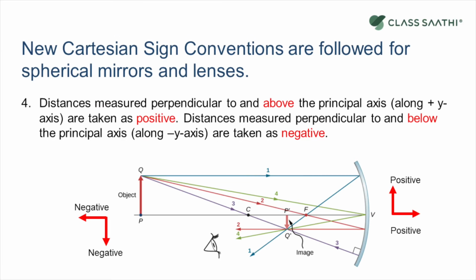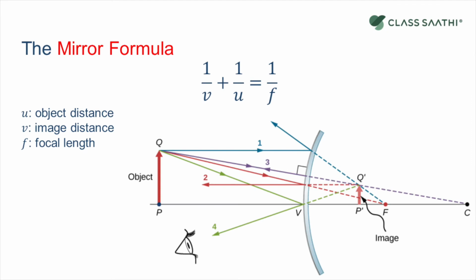Fourth, distances which are measured perpendicular and above the principal axis are taken to be positive. See the upward arrow on the right side, and distances measured below the principal axis are taken to be negative. This is shown in the left side downward arrow and the right side upward arrow. So once we have understood the Cartesian sign conventions, we now go ahead to see the mirror formula.